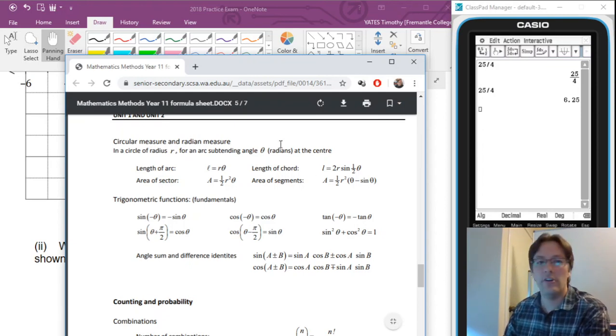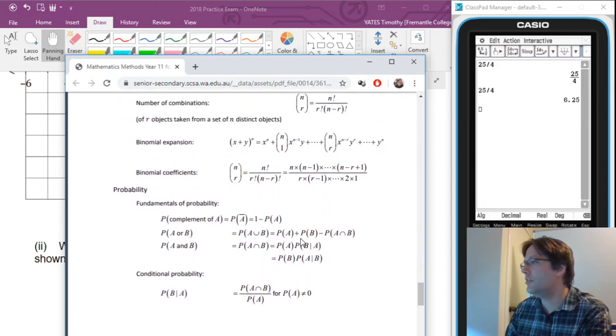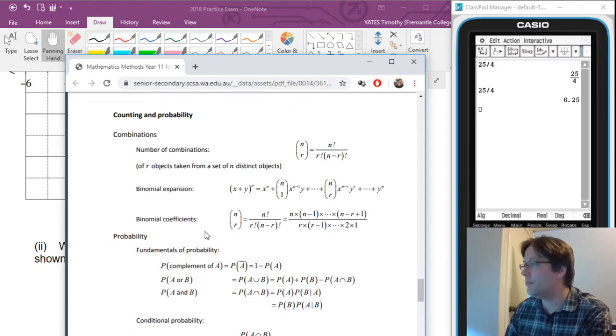That's all we'll really need to know for Unit 1, and we won't start to deal with these things until Unit 2. You might recognize some of this probability stuff as well.